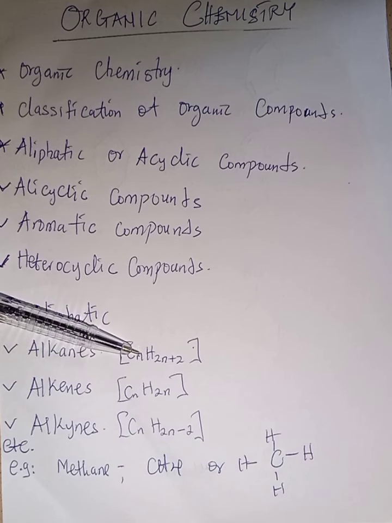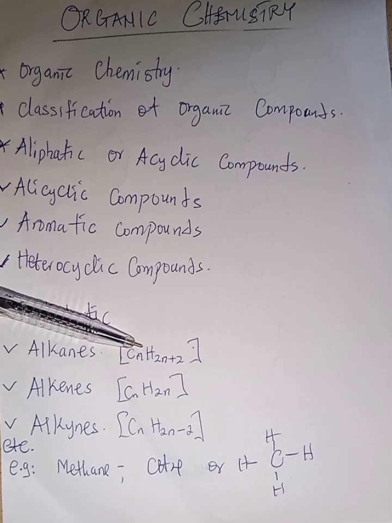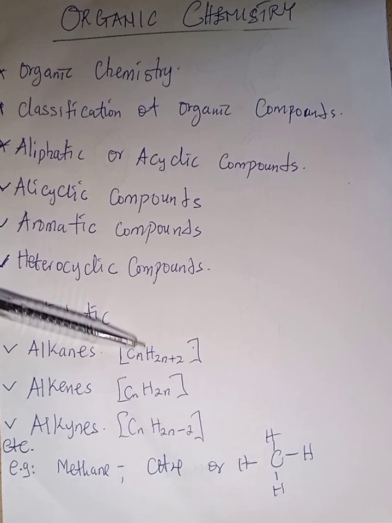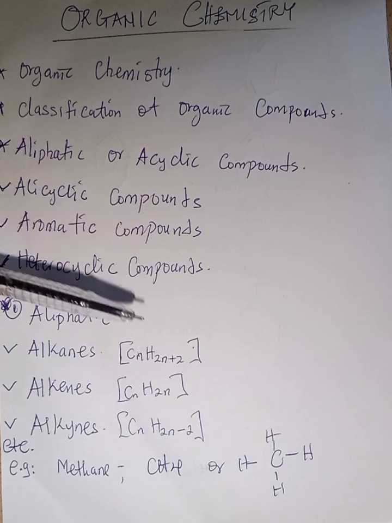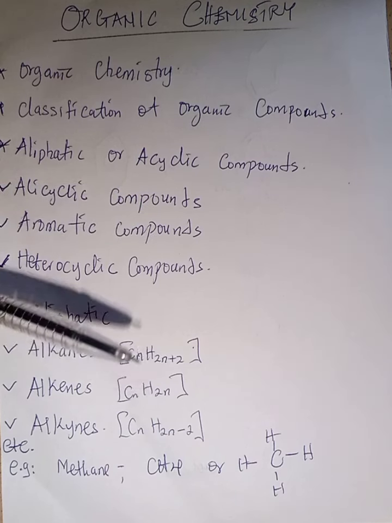When n is 1, we have what we call methane. If n is 2, we have ethane. If n is 3, propane. If n is 4, butane. If n is 5, pentane. If n is 6, hexane. If n is 7, heptane. If n is 8, octane. If n is 9, nonane. If n is 10, decane. If n is 11, we have others, and so on till 100. I'll teach you how to get their names when I get to homologous series.